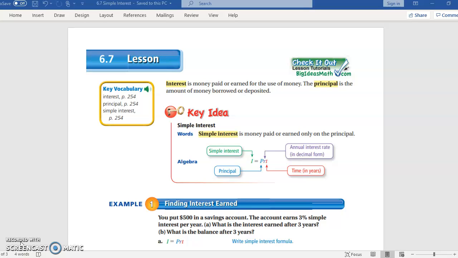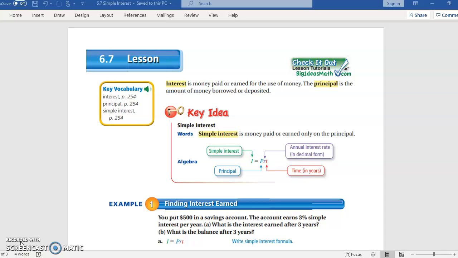Likewise, if you put money into a bank account, a savings account, you will earn interest on that money just for keeping it in your savings account. The principal is the amount of money borrowed or how much you deposit into your account.